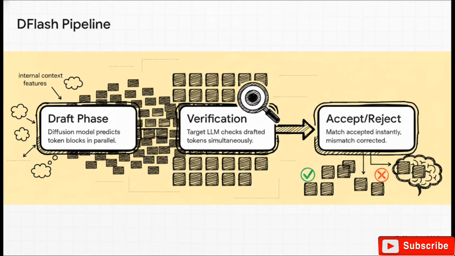Step 2 is the verification phase. The massive target LLM looks at that entire block of drafted text simultaneously. And finally, step 3, accept or reject. Any tokens that match exactly what the big model would have naturally said are accepted and move forward instantly. If there is a mismatch, the big model just steps in and corrects from that exact point onward. It's a completely seamless, parallel pipeline.